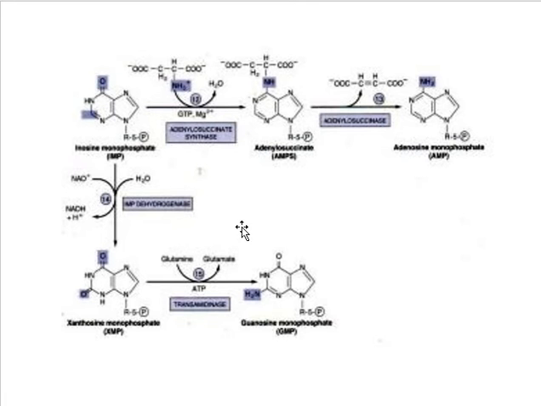So we have seen in this conversion from IMP to AMP and IMP to GMP that for the synthesis of AMP, GTP is required, and for the synthesis of GMP, ATP is required. So in this way, both these nucleotides, ATP and GTP, they reciprocally regulate the synthesis of both these purine nucleotides.